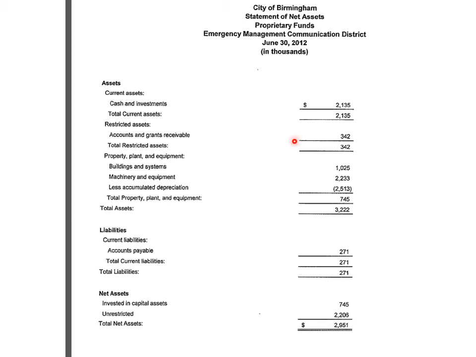All right, this is a statement of net assets for proprietary funds, and again, Birmingham only has one, the Emergency Management Communication District. And you can see here, it's a proprietary fund. It does have long-term assets, long-term liabilities. The only thing here is, though, that they only have current liabilities, which is a good sign. With total net assets, since this is in thousands, $2,951,000 in net assets, with 2.2 million of that being unrestricted.